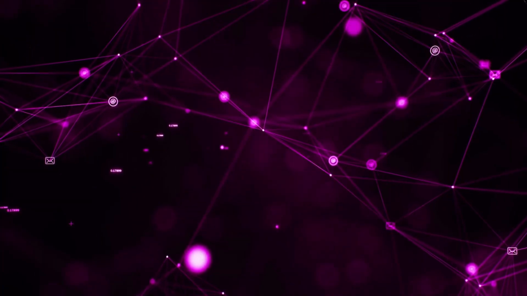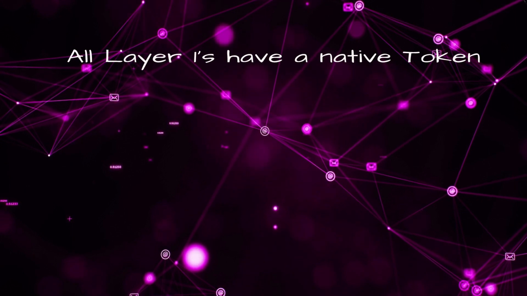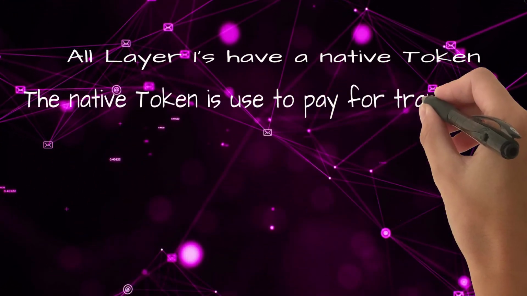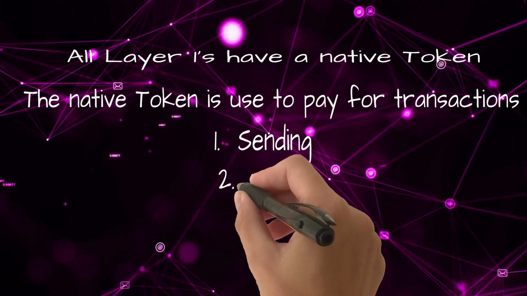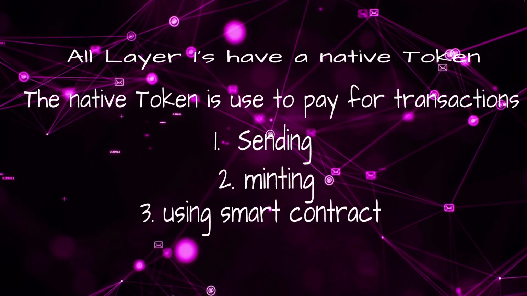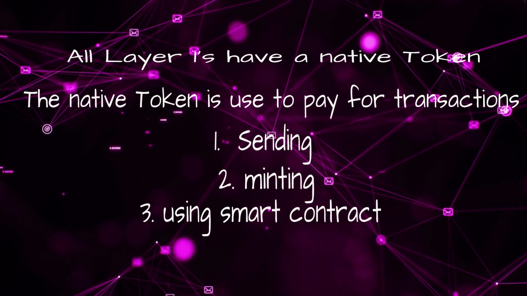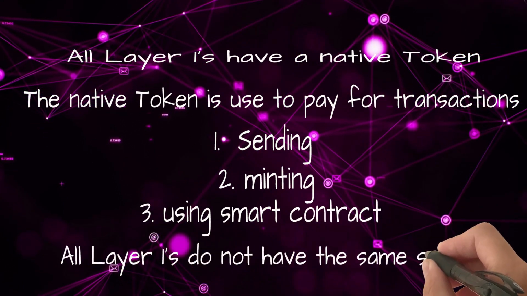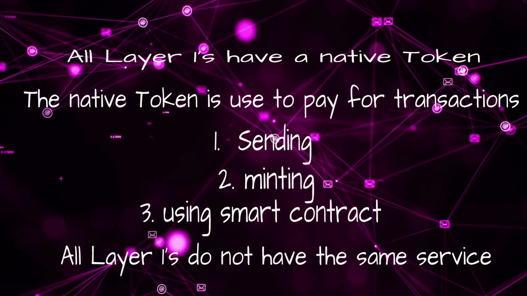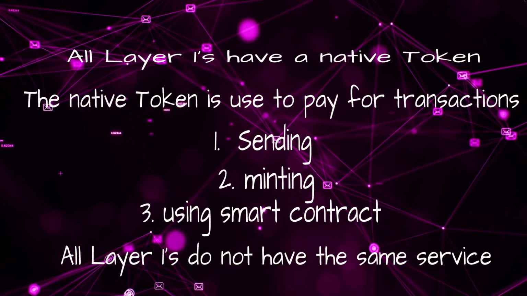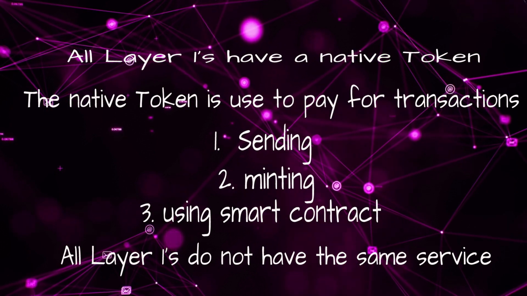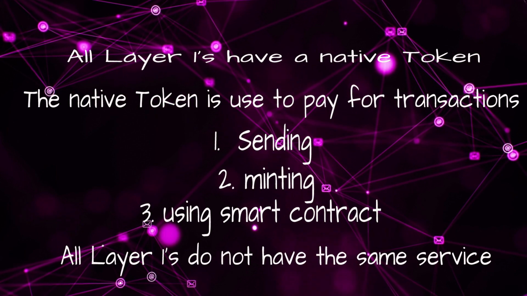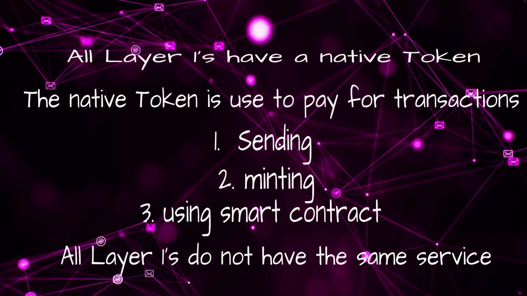Every L1 network has a native token that allows users to access the network's resources. You pay for network services like transmitting, minting a token, or invoking a smart contract using a network's native token. It should be noted that not all Layer 1 networks provide the same set of services, despite the fact that they all offer transactions. When comparing Layer 1 networks, it is critical to understand their consensus method as well as the benefits and drawbacks they provide.